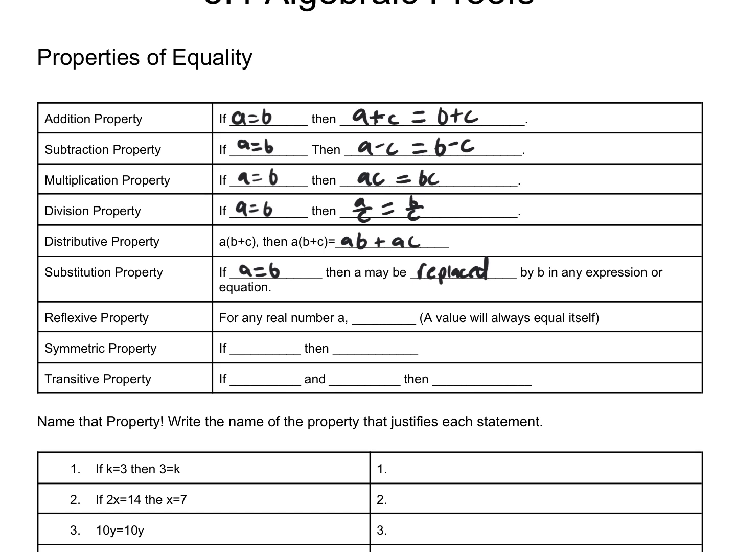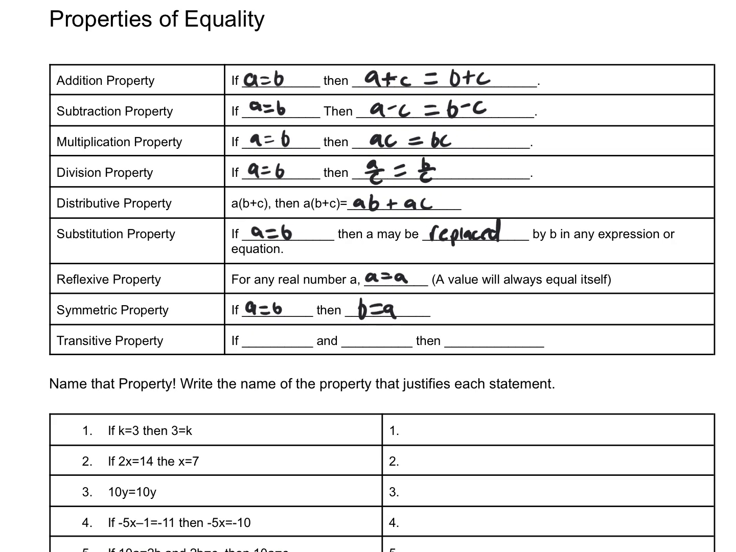Next thing is kind of like no duh, right? So for any real number, A is equal to A. And that's because a value will always equal itself. All right. The next thing we can do is the symmetric property, and this is another one kind of like no duh. If A is equal to B, then B is equal to A. So we can kind of just flip things over from left side to right side if we need to. And the last one, we kind of combine the symmetric and the substitution property. If A equals B and B equals C, then A equals C.